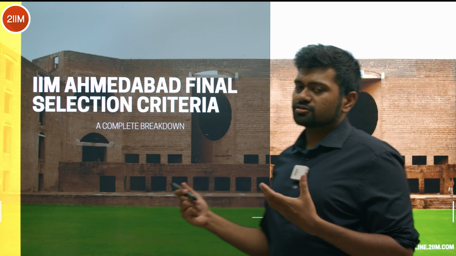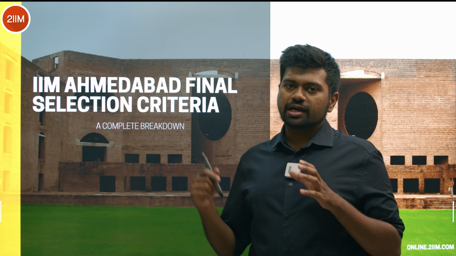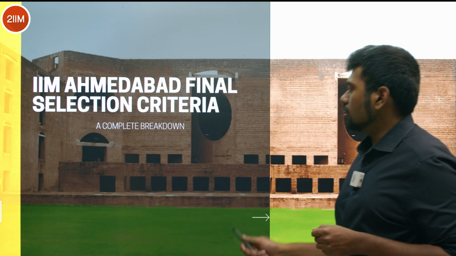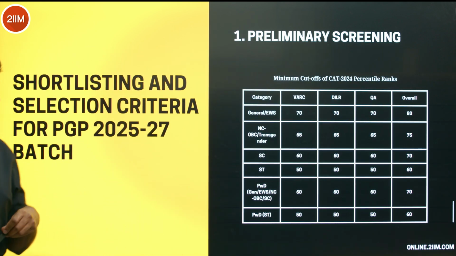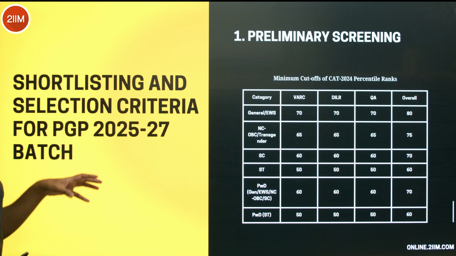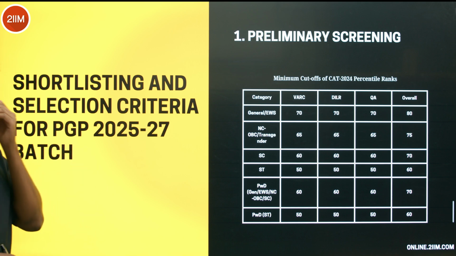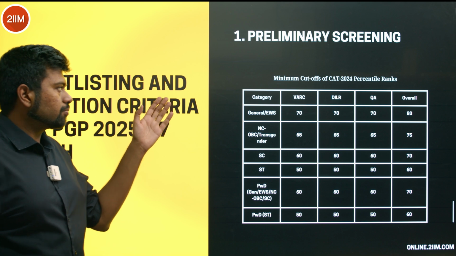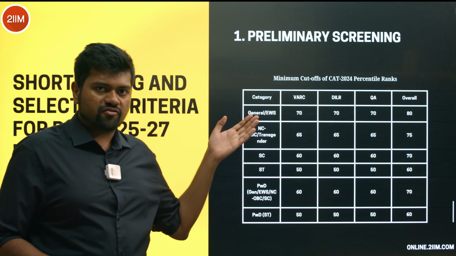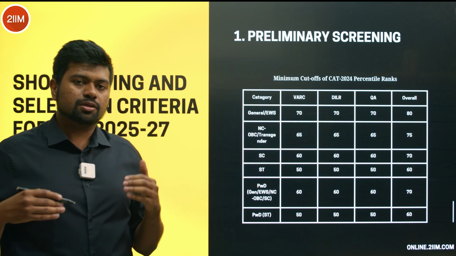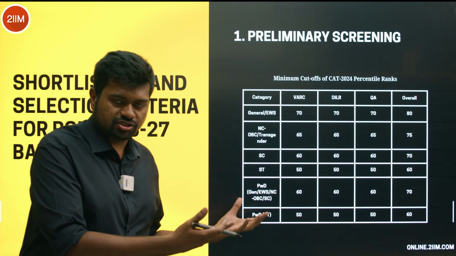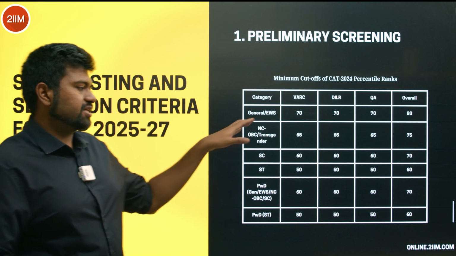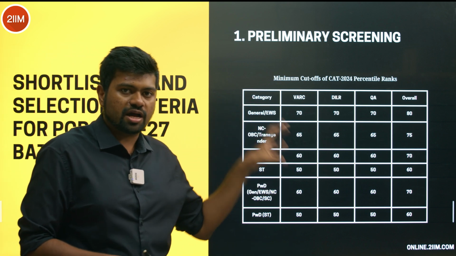Okay, so the selection criteria is a little interesting. We'll be looking only at IIM Ahmedabad in this video. Now, this is the shortlisting and selection criteria for the batch that will start this year. Of course, there are minimum cutoffs that you have to clear to be eligible to be considered for the shortlisting for the PI. So this is a minimum criterion that you have to cross.